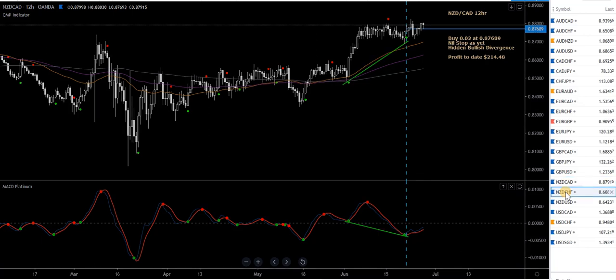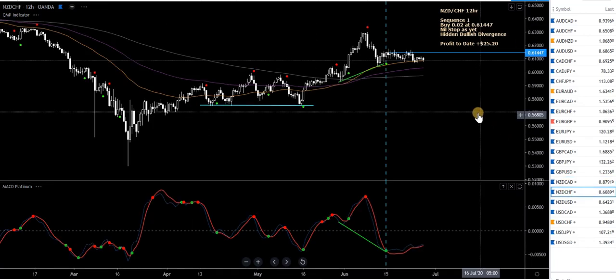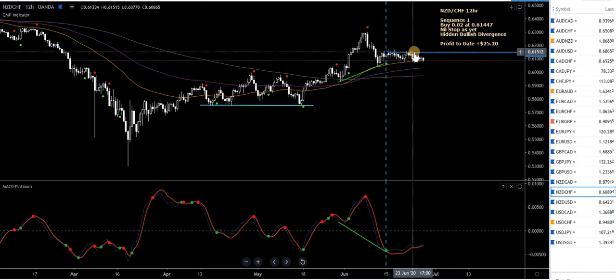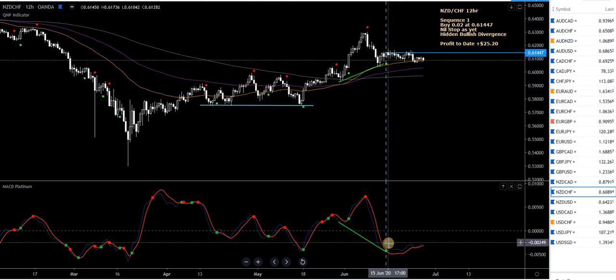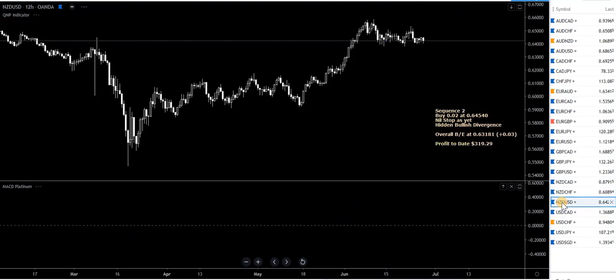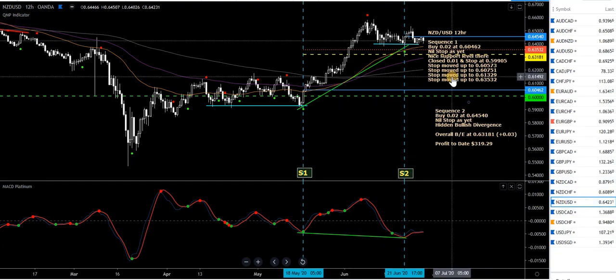And we'll look at the New Zealand Swiss franc. Another one, buy, and just going sideways. MACD still below the zero level. Very common theme here, isn't it? Trading has been boring. Look at all this sideways action.